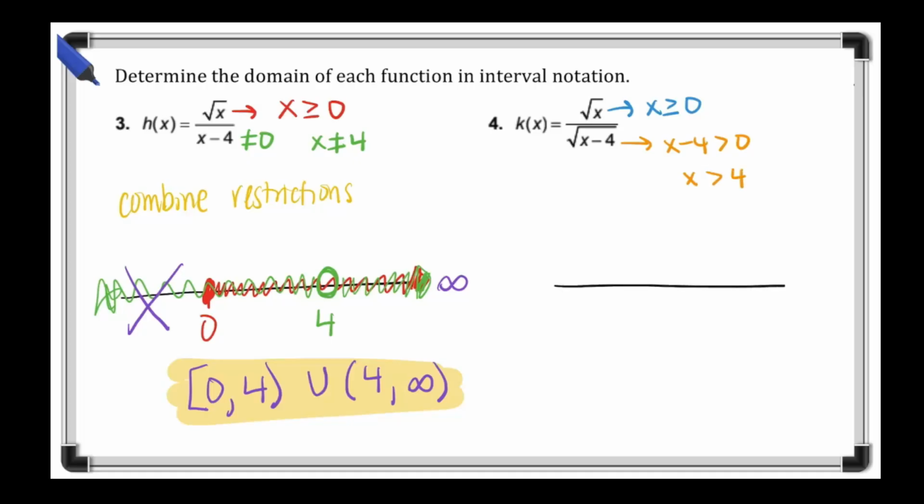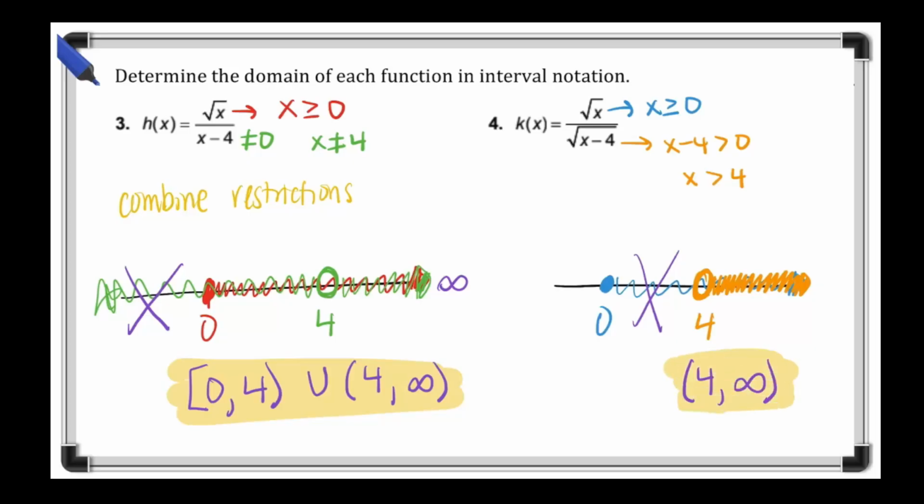So again, let's draw ourselves a number line. We are told greater than or equal to 0. And then you're told 4's not included, but everything greater than 4. So again, where do we have an overlap? It's everything greater than 4, so we're going to have 4 with parentheses going all the way towards positive infinity as our domain.